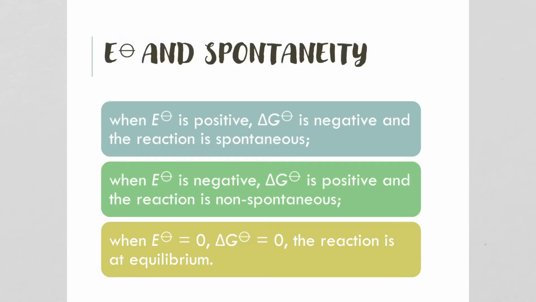We can also take a look at electrode potential and the spontaneity of a reaction. When the electrode potential is positive, this means that the Gibbs free energy value is negative. And remember, a negative Gibbs free energy value means the reaction is spontaneous. When the electrode potential is negative, the delta G is positive, so the reaction is non-spontaneous. When the electrode potential is 0 and delta G is 0, the reaction is at equilibrium.